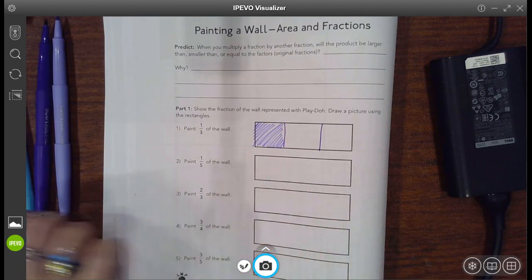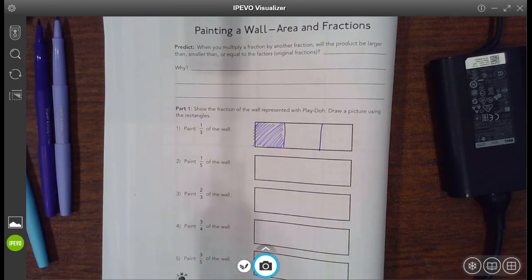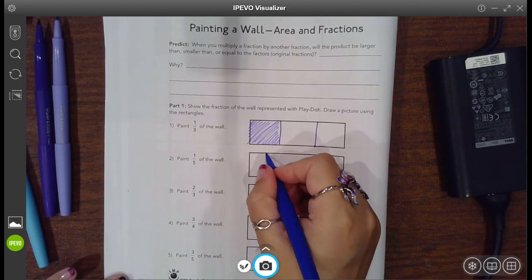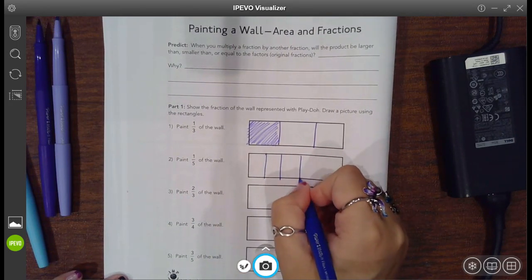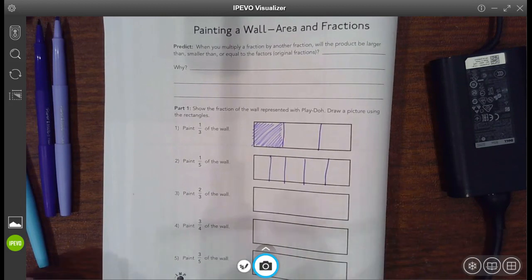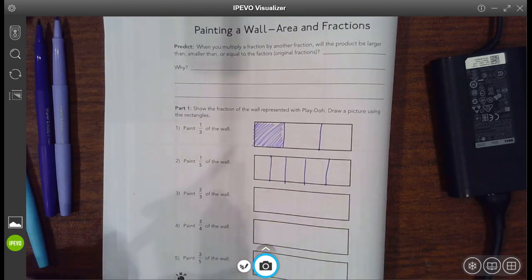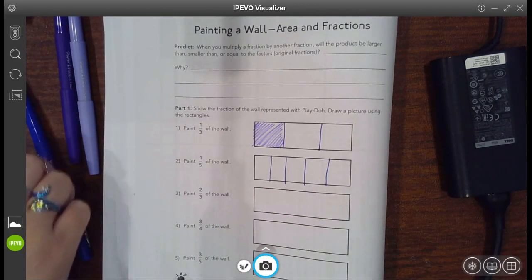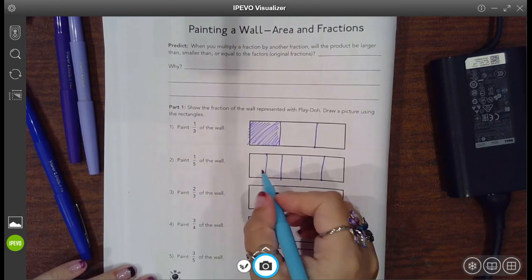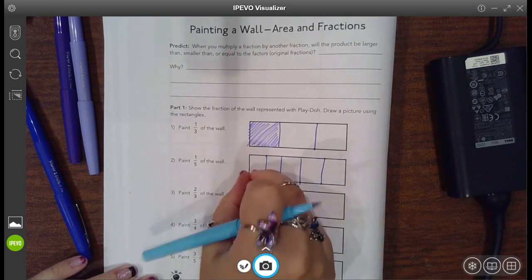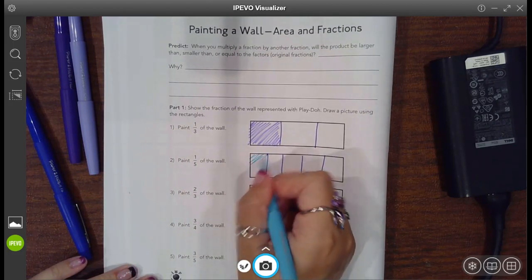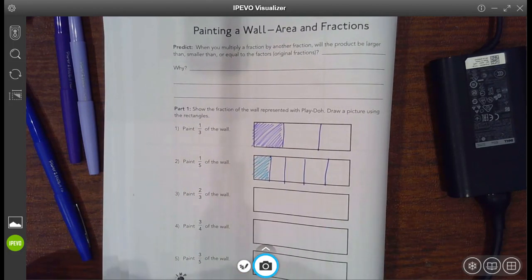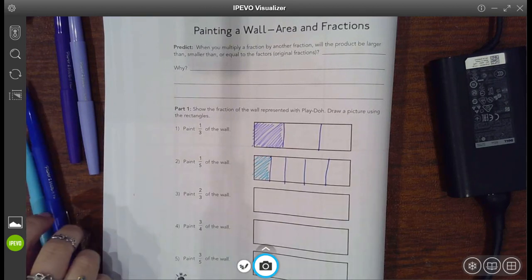So what would 1/5 of a wall look like? How many pieces? 5 pieces, because that's what the denominator is. So 2, 3, 4, 5, and we're imagining that these are all the same size, right? They're all perfectly even 5 equal pieces. And we want only one of those 5 equal pieces to be colored, okay?